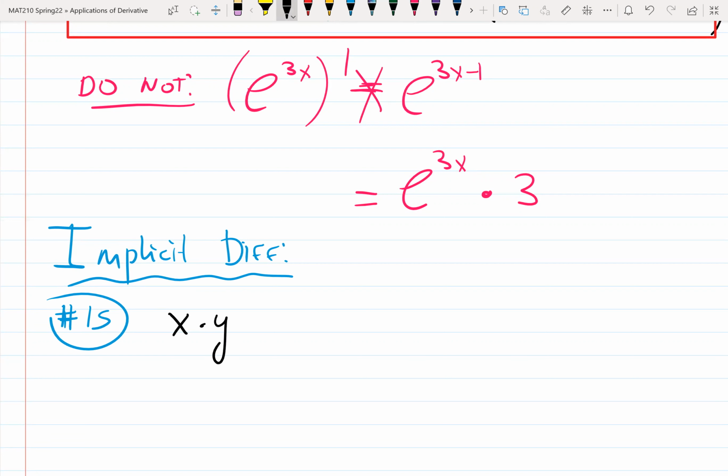implicit differentiation, review the one that has product rule. Product rule, we give you with product rule. Because without product rule, they think it's too easy.